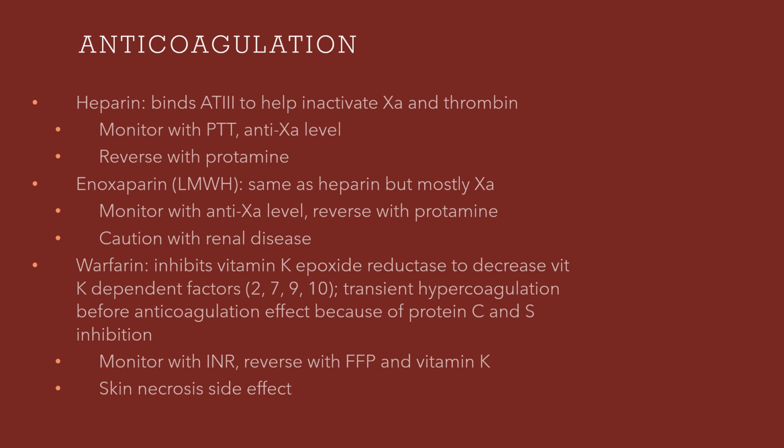Warfarin inhibits vitamin K reductase to decrease the vitamin K dependent factors. Those were 2, 7, 9, and 10. When you use warfarin, it will cause a transient hypercoagulation, so more clotting with the initial part of warfarin before the anticoagulation effect. This is because of inhibition initially of protein C and S when you start warfarin.